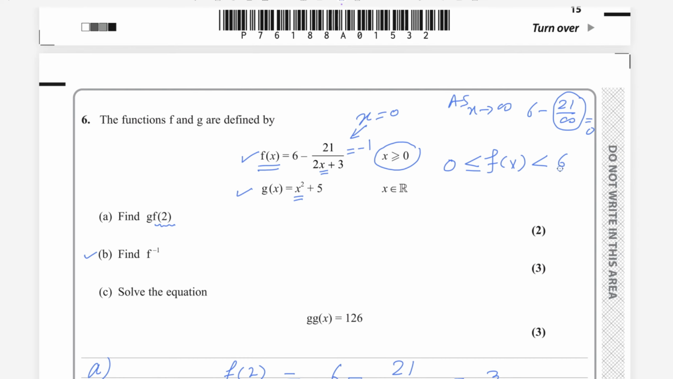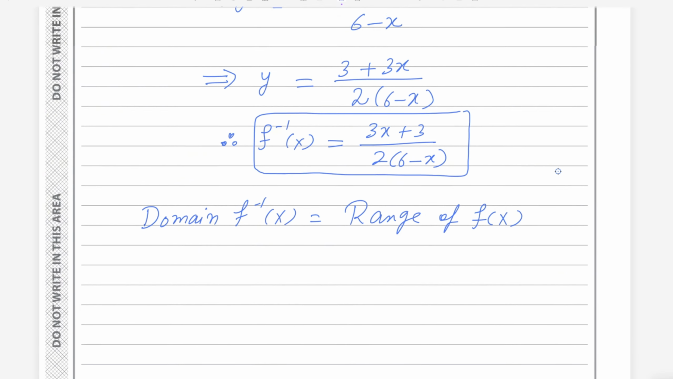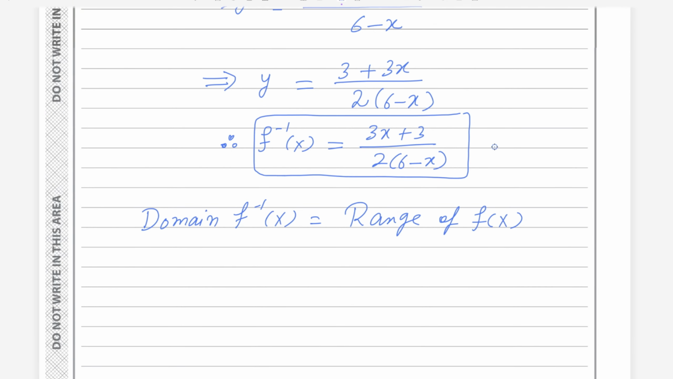The next thing is, is this 6 included in this range or not? Let's see. The inverse function is given here. If you look at the denominator, if we use the value x equals 6, it gives you an undefined result. So 6 is not included in the solution.